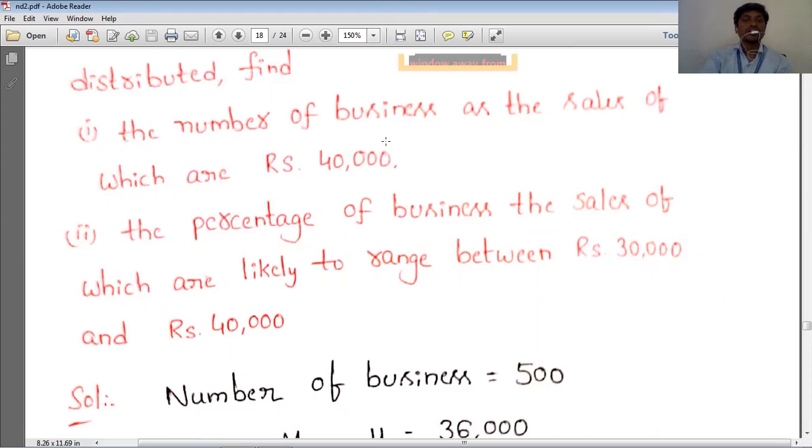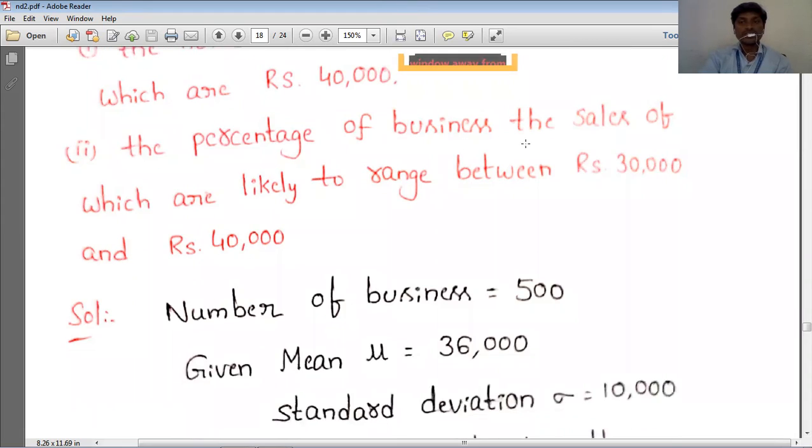than this one. And next, the percentage of businesses whose sales are likely to be in the range between 30,000 and 40,000. How many businesses have sales between 30,000 and 40,000? It means P of 30,000 less than X less than 40,000 into the 500 businesses, so into 500. But the difference between the previous problems and this problem is we need to calculate that in a percentage. So we need to give the solution in percentages.